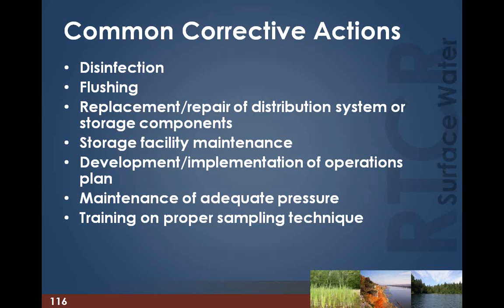So the next bullet there, operations plan. The system might need to develop and implement an operations plan. And again, that's not necessarily a one-time fix. That could be an ongoing fix that is some kind of best practice that the system's going to implement to ensure that the contamination does not happen again. Maintenance of adequate pressure throughout the distribution system, or training on improving sampling techniques. So these are some of the common corrective actions the EPA would expect to see. Again, nothing in here that is real earth-shattering.